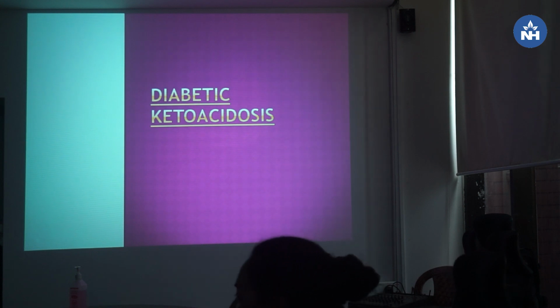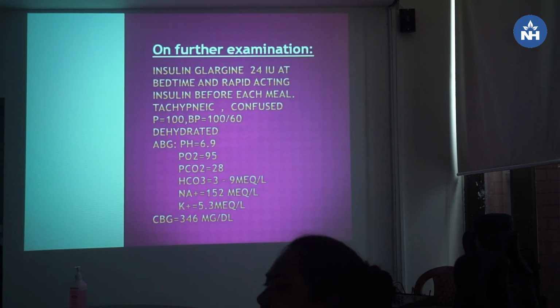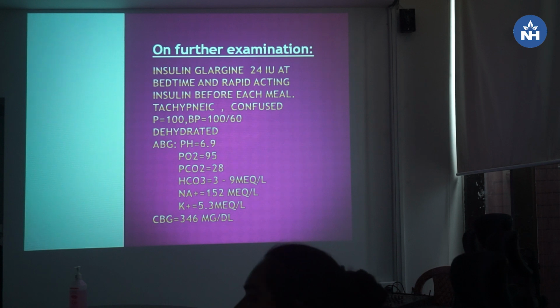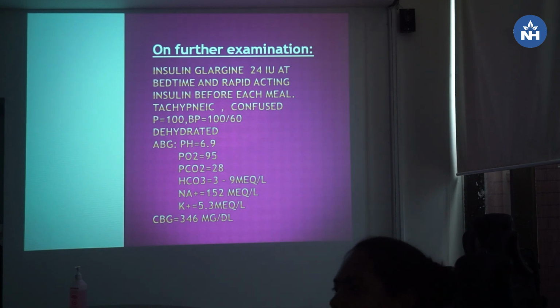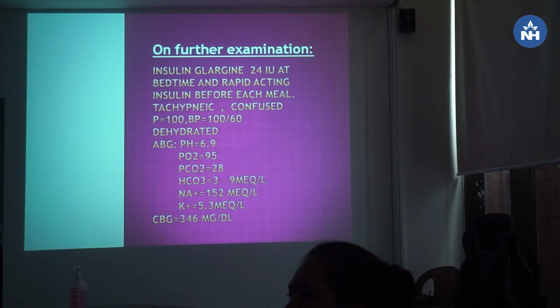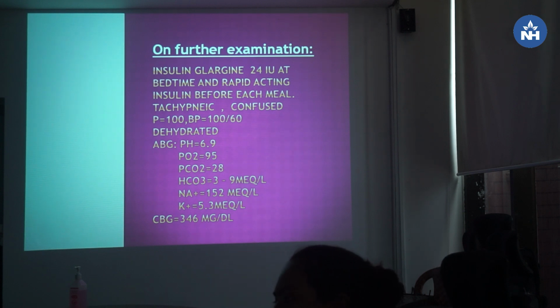Yes, sir. So, what does the ABG tell you? He has acidosis, metabolic acidosis. Okay, but 6.9 is severe metabolic acidosis. And how do we normally classify metabolic acidosis? In terms of anion gap? Yes. High anion gap acidosis, normal anion gap acidosis. So how do you calculate anion gap?